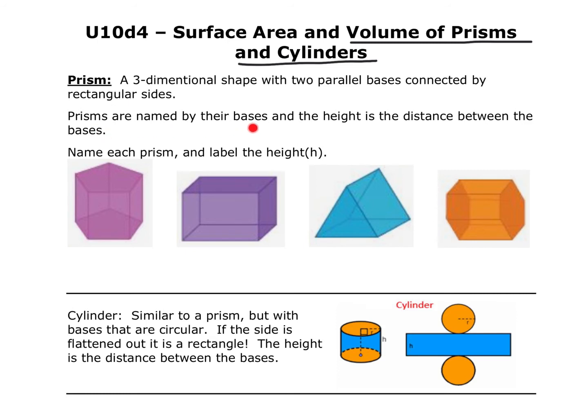The prisms are named by their bases, and the height is the distance between the bases. So, for example, this prism right here has two parallel pentagons, and so it's a pentagonal prism. And the distance between the two bases is going to be the height. Similarly, with a cylinder, we have our parallel circles, and the height is the distance between the two parallel circles.